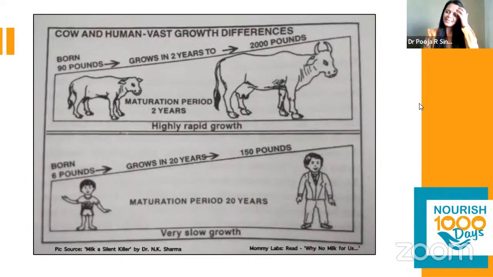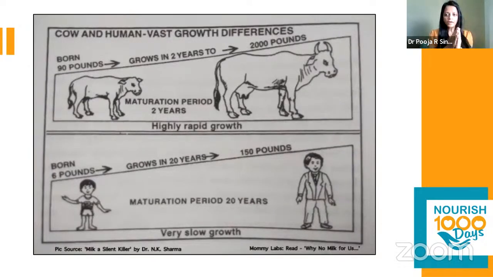So we see that in nature, every animal feeds the milk of their own mother. So only as humans we are made to believe that we can outsource milk. But let us understand that, like we said, the formula milk is made from cow's milk.